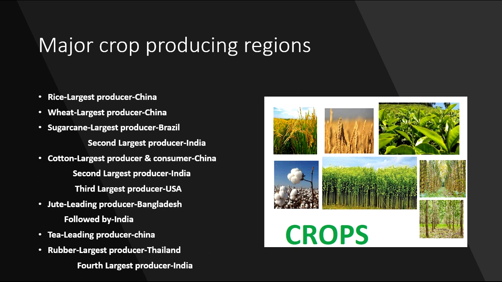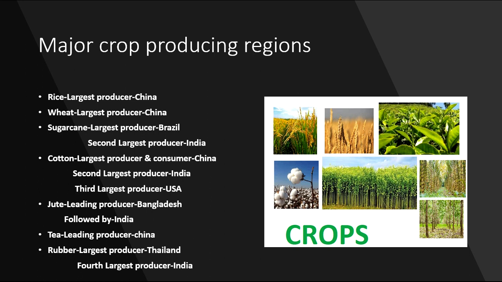Wheat. Wheat crop is the most important crop in northern India. Wheat is the principal cereal of USA. The largest producer of wheat is China. Sugarcane. Sugarcane is a tropical crop. India is the second largest producer, followed by Brazil.